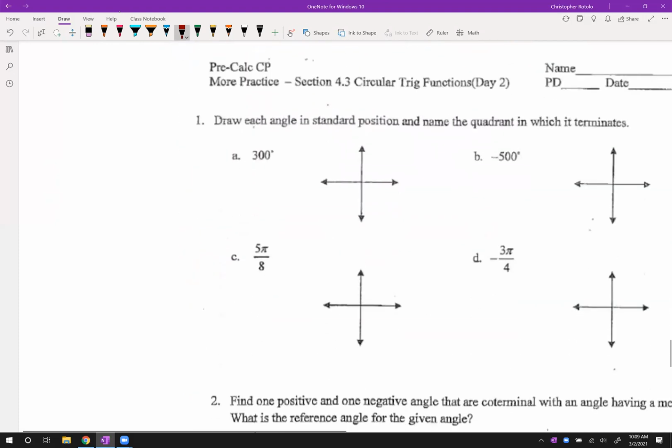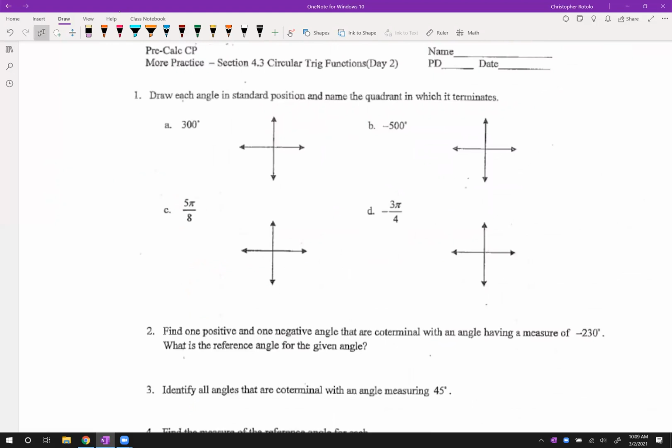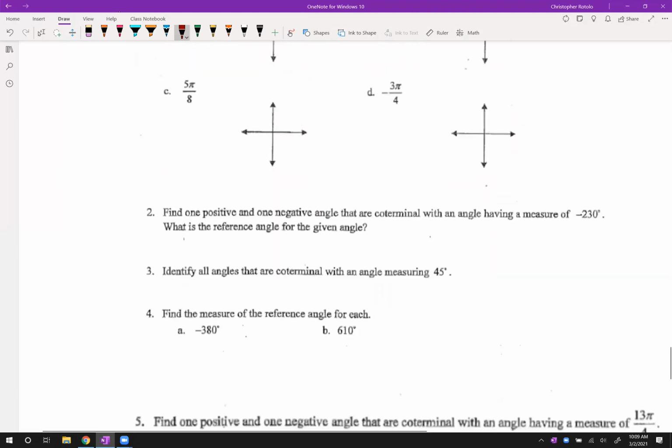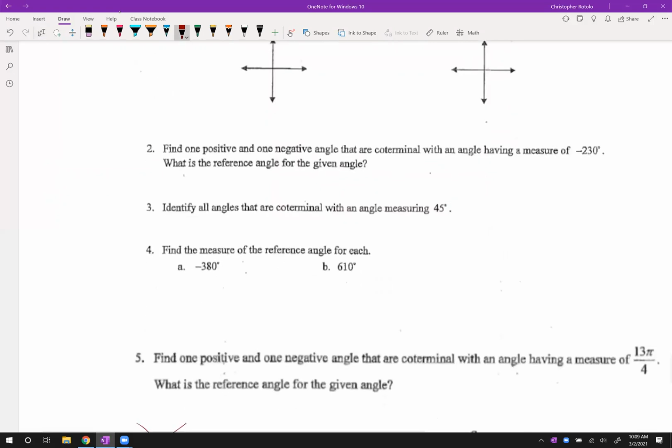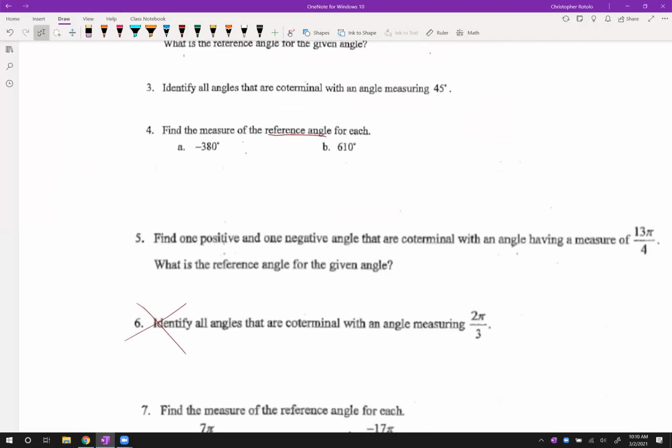All right, and then we got a little practice here. So just be mindful of what we're asking for. Draw angle in standard position. Remember, that's off of the x-axis here in the quadrant in which it terminates. Okay, so that's all we need for that one. And then as we move forward here, we want the reference angle. So we still may draw those and kind of work backwards, and then eventually we'll get away from those. All right, so we'll keep working on that.